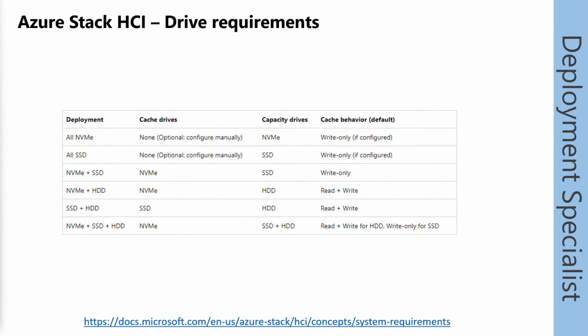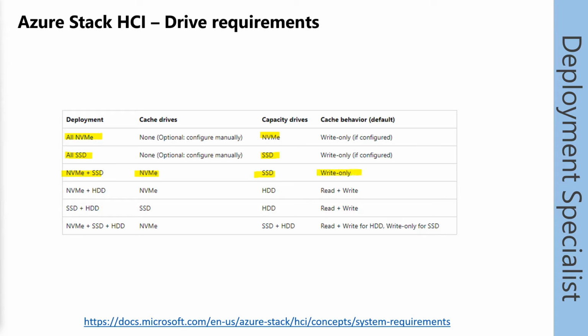The drive requirements we can see in this list here, where we can see the cache behavior in different configurations. All NVMe configurations, there we have capacity drives NVMe. We don't have a cache by default, but if we have different NVMe drive types, we could configure a manual cache. This is optionally possible. This is not the default behavior. If we have all SSDs, it's the same. When we have NVMe's and SSDs, the NVMe's are the cache drives, the SSDs are the capacity drives.